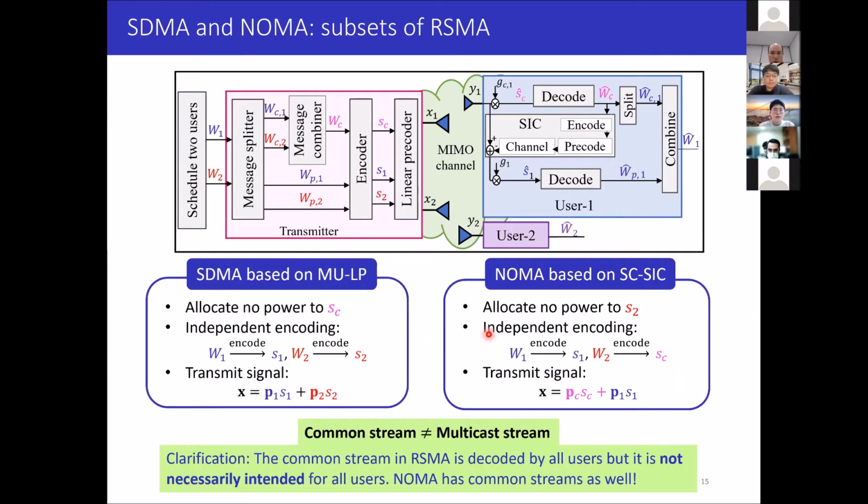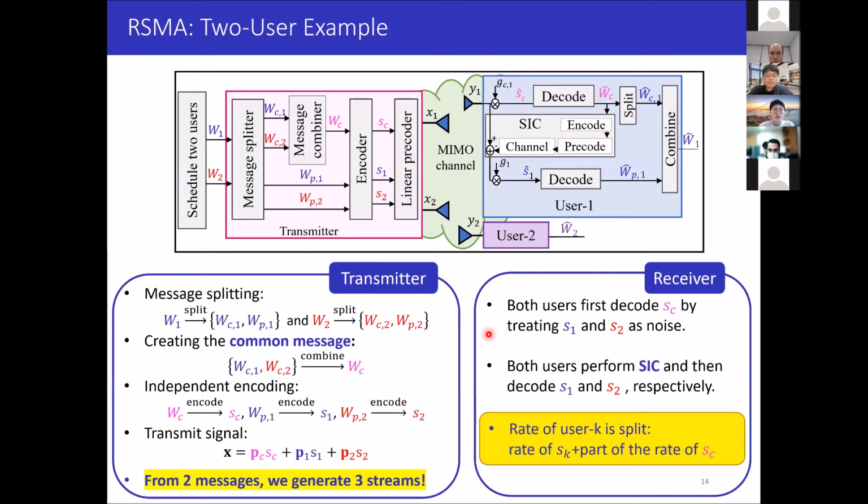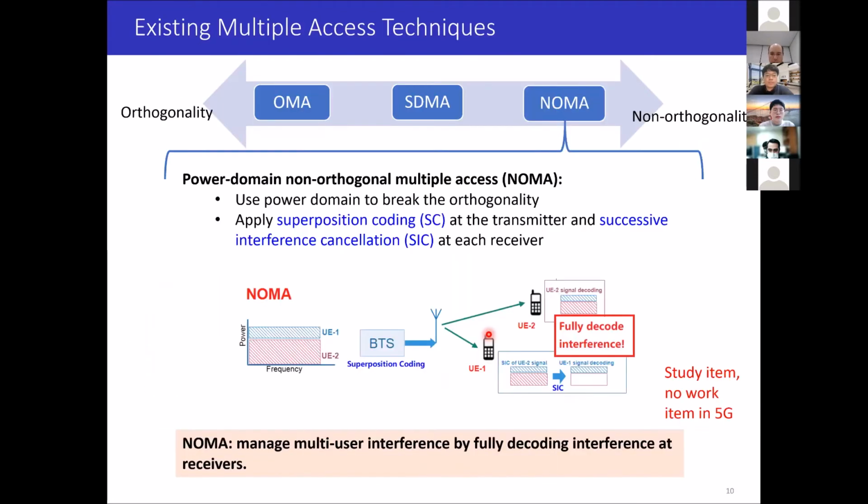Where is NOMA? Well, NOMA is different because if you remember what we were talking about here, we were saying, if I'm user one, I will decode the message of user two. So user one is a strong user, he will decode fully the message of user two. What that means is that the message of user two will be decoded by both users. It will be decoded by user one, but obviously will also be decoded by his own user, user two. So the message of user two is decoded by both.